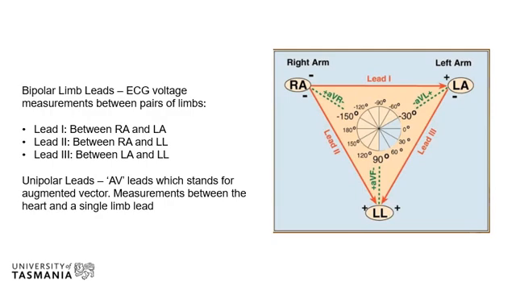A quick review of the leads that we already know before we move on to the 12-lead ECG later in the semester. So we've got bipolar limb leads, and these measure the voltage between pairs of limbs. So lead 1 measures the voltage between the right arm and the left arm, lead 2 between the right arm and the left leg, and lead 3 between the left arm and the left leg. Unipolar leads, or augmented vector leads, measure between the heart and a single limb lead. So the heart is used as a zero reference point.